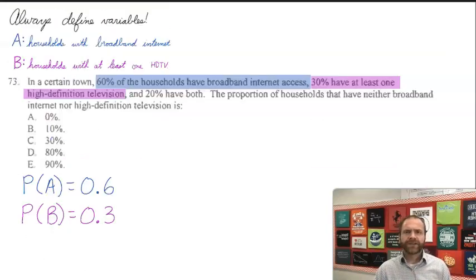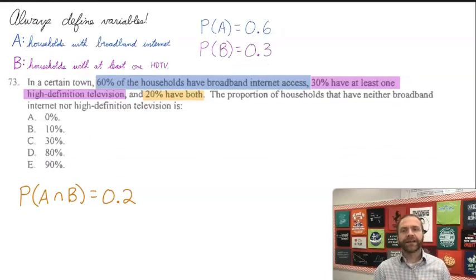First, I'm told the probability of A, households with broadband internet, is 60%. The probability of B, at least one HDTV, is 0.3, or 30%. Right after that, it says 20% have both. If they have both, that means we have the probability of A and B. So I really have three pieces of information given to me: households with broadband internet access, at least one HDTV, and both.